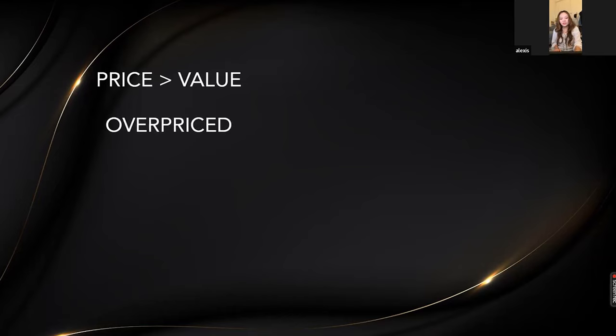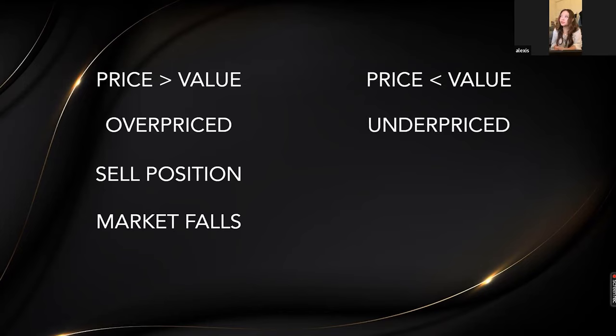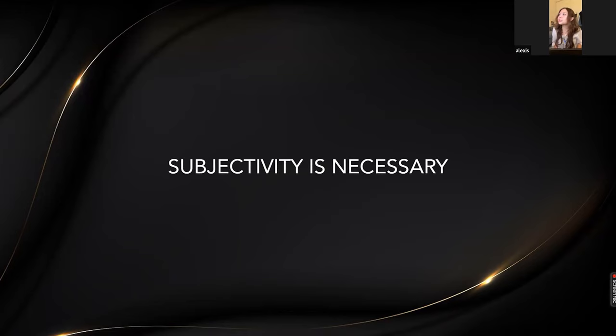If they think price is more than its value, they'll come to the conclusion that it's overpriced. They will open sell positions and cause the market to fall. And this is what we said earlier. If a certain trader sees that the asset's nominal current price is lesser than the trader's perceived value of the asset, they will come to the conclusion that it is underpriced. And then they will open buy positions, which will cause the market to rise. And that's why you've got your market that goes up and down rather chaotically. All right, so the point of this is that subjectivity is necessary.